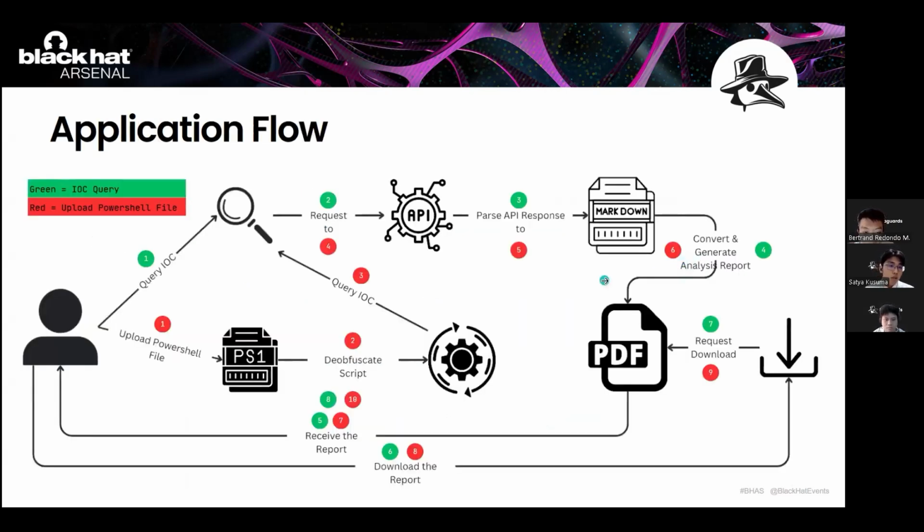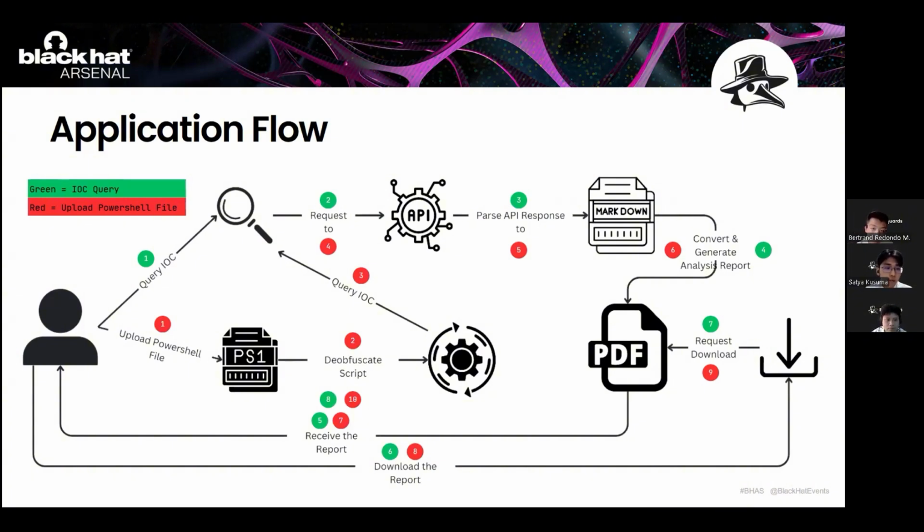As for the application flow, there are two flows. The first one is the IOC query. The user will input the IOC into PlayGuards, and then PlayGuards will send a request to the API, parse the API response to Markdown, and convert and generate the analysis report into a PDF. So the user will receive the report and can download it also.